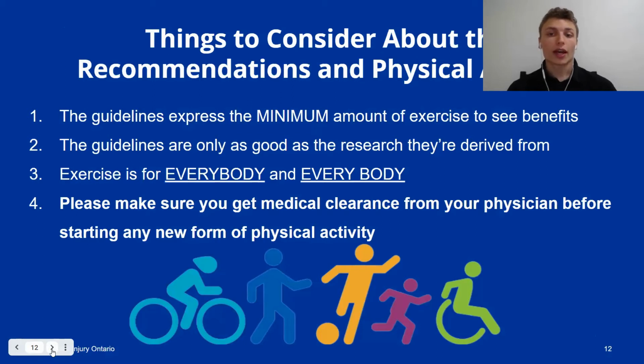So number 1, it's important to understand that the guidelines express the minimum amount of exercise needed to see benefits, not the ideal amount of exercise. The recommendation for adults is at least 150 minutes of moderate aerobic activity or 75 minutes of vigorous aerobic activity a week. If someone exercises more than the guidelines recommend, they will see more benefits. But if they exercise underneath the recommendations, they won't see the full benefits, but it is still very, very good.